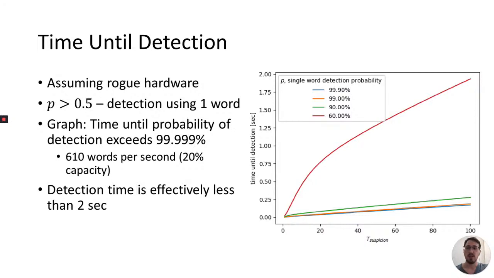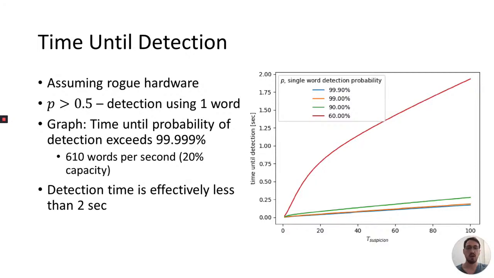In the second simulation, we assume that the stream contains only anomalous words. This graph shows the time it takes to raise the alarm on an anomalous stream as a function of the threshold. More accurately, the time it takes for the probability of detection to exceed 99.999%. Each line is for a different single word detection probability. The higher the threshold, the longer it takes to detect the anomaly.